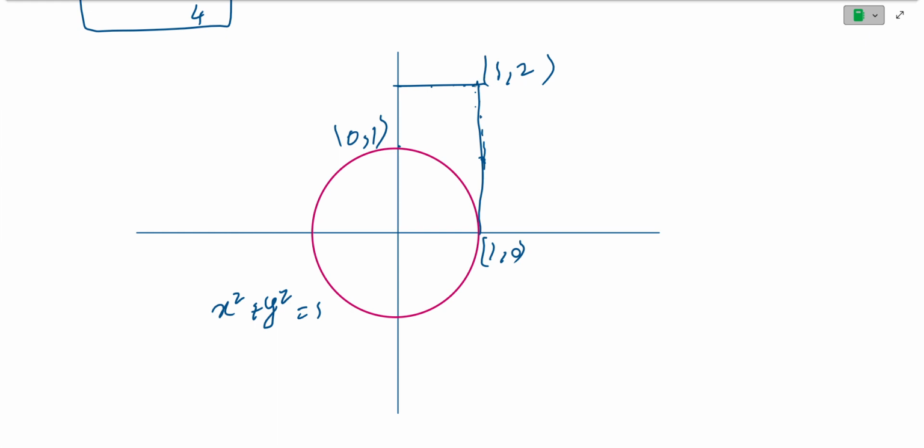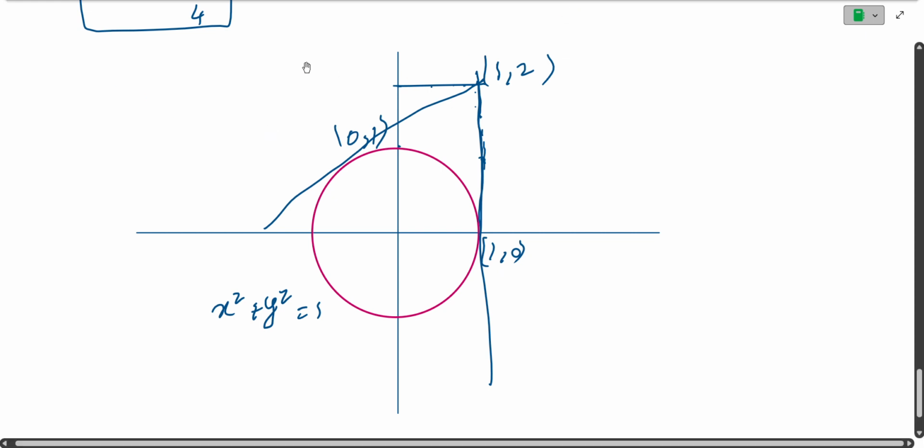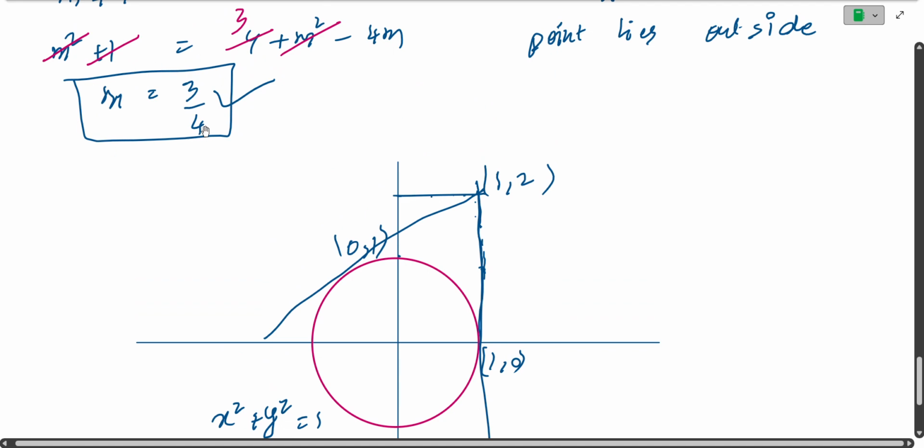If you observe, I can draw a tangent in this manner, and one more tangent is this one. Actually, we are getting a vertical tangent. For a vertical straight line, there is no slope defined; the slope is undefined. That is why I'm getting only one value of m here, and not the other value of m.